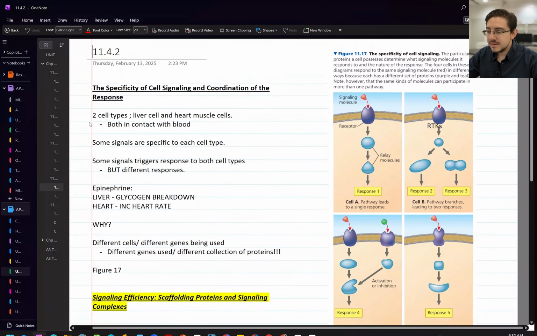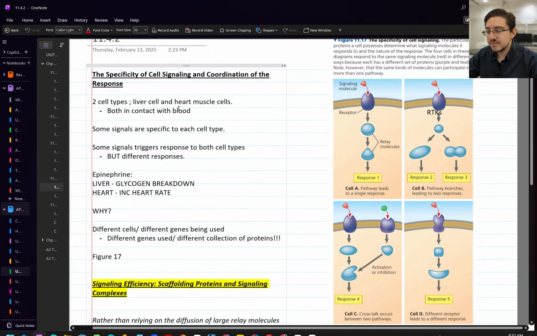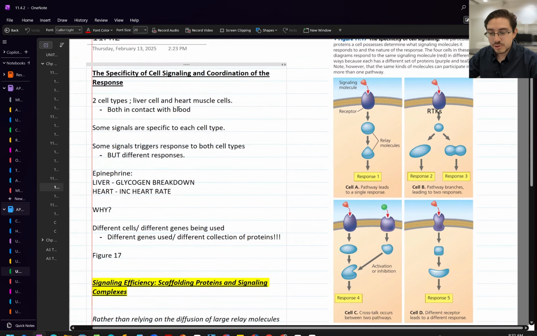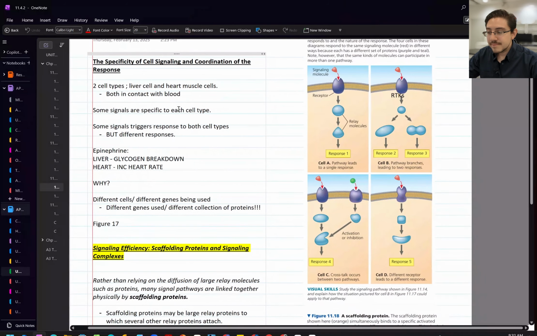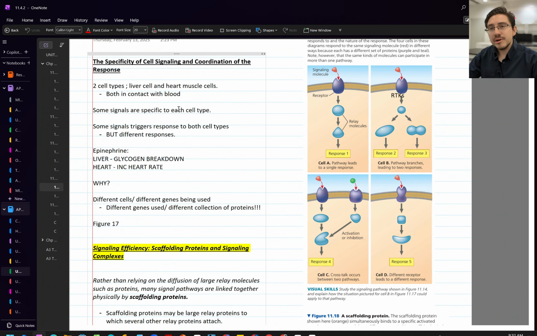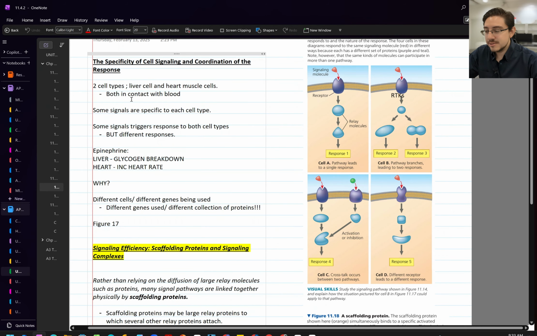So specificity of cell signaling and coordination of the response. This is very interesting here. Okay. Now imagine, think about this idea about having epinephrine. And epinephrine can have different effects depending on different cell types. Why is that? If supposedly we have all the same genome and genes in the same cells. The reason being, different cells actually activate different things, different genes, so they have different proteins.